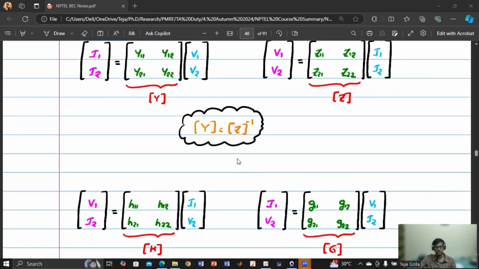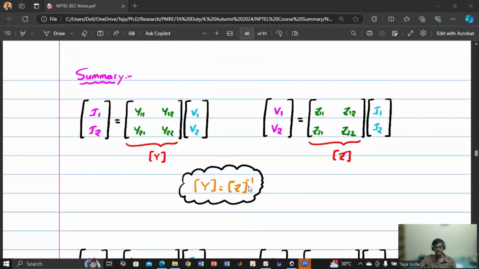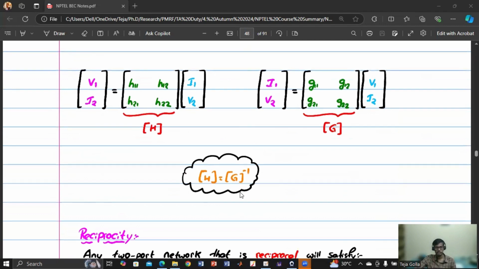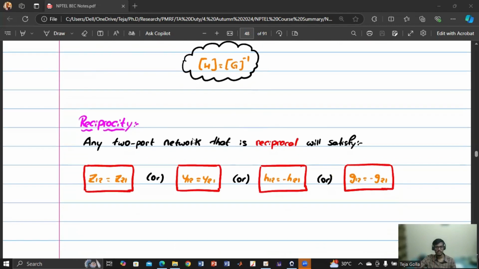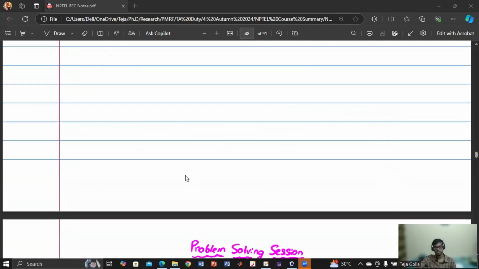So that makes our life simpler. If they're asking for y parameters and z parameters, you have to calculate only y parameters because z parameters are the inverse of y parameters. Similarly, h parameters and g parameters are inverses. So if you calculate h parameters, you can directly calculate g parameters by taking the inverse of the matrix. You need not calculate all the parameters again. And we have seen that any network, if it is reciprocal, then z12 is z21, or y12 is y21, or h12 is minus h21, or g12 is minus g21.